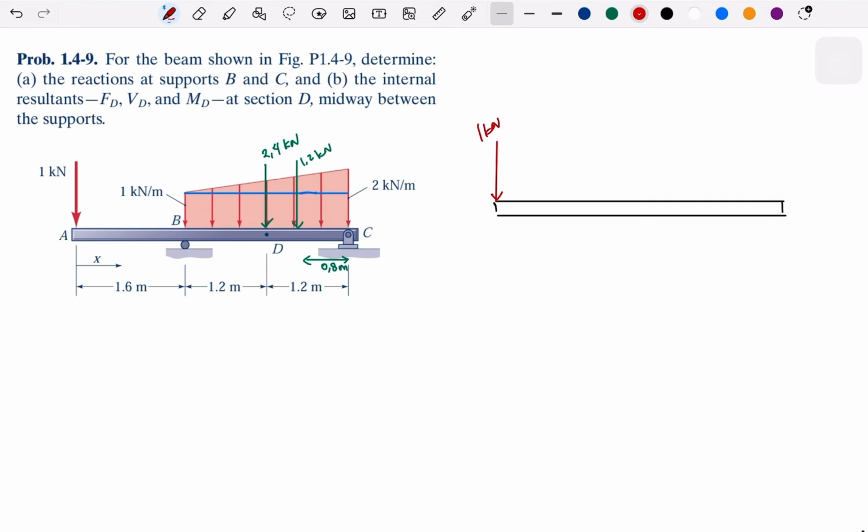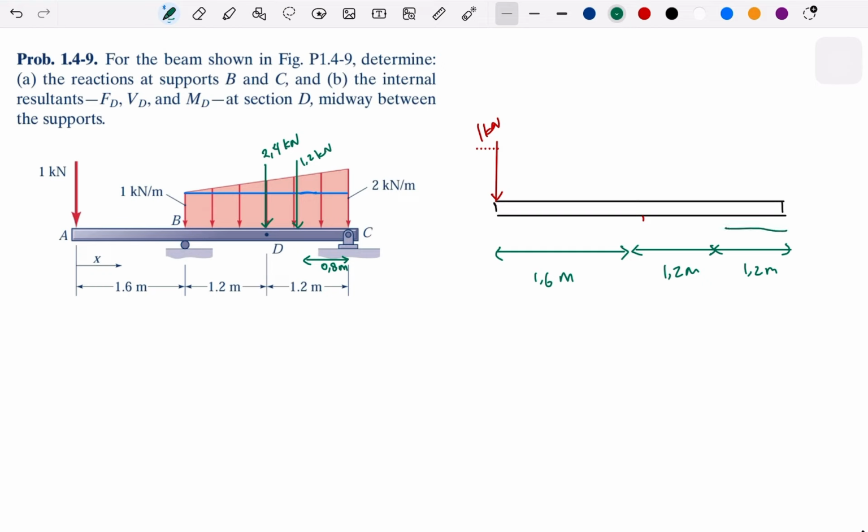This is 1 kilonewton. And then this will be 0.6, 0.2, and this will be 0.8 meter. So what we should have here is 1.2, and this is 2.4.